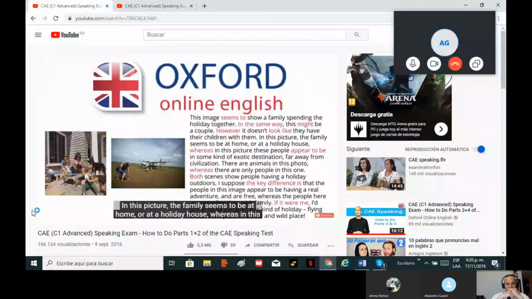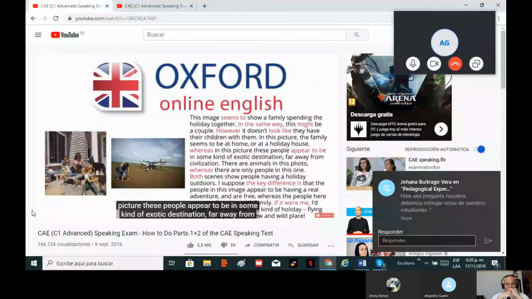I suppose the key difference is that the people in this image appear to be having a real adventure and are free, whereas the people here are spending time with family. If it were me, I'd prefer to be going on this kind of holiday, flying around in a plane in a new and wild place.